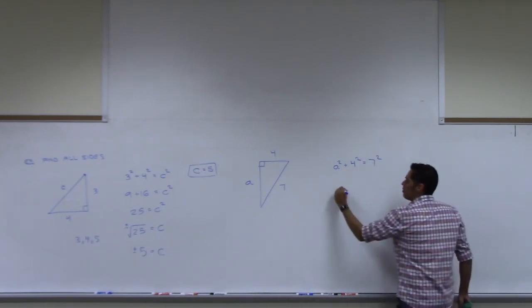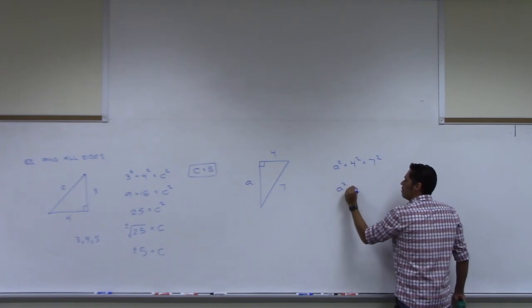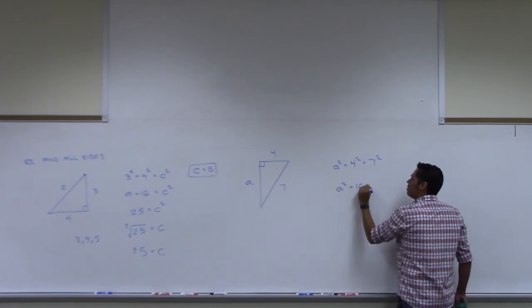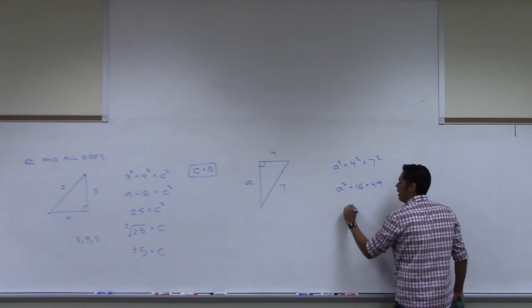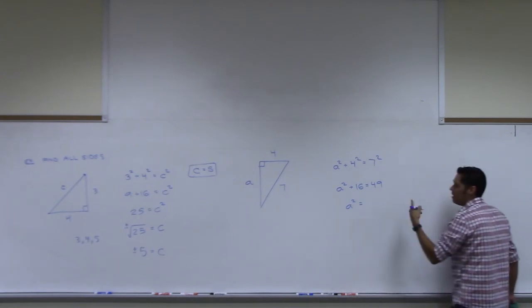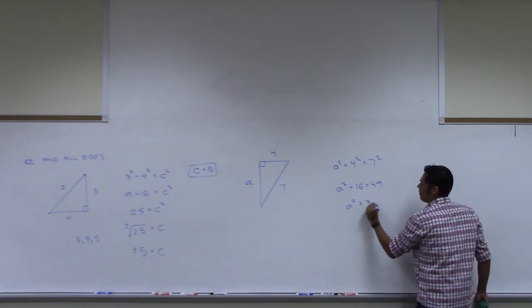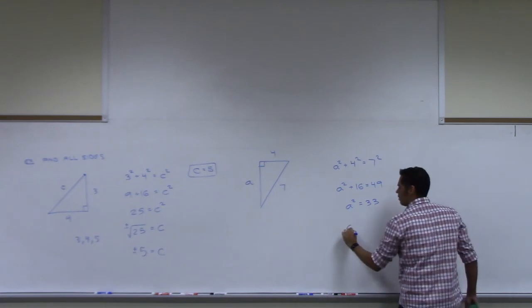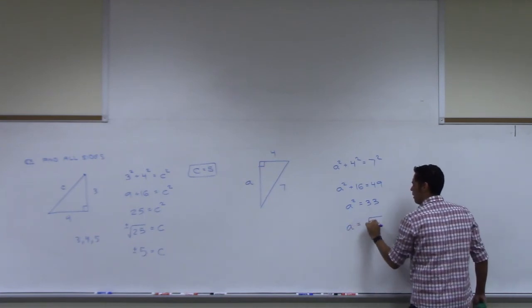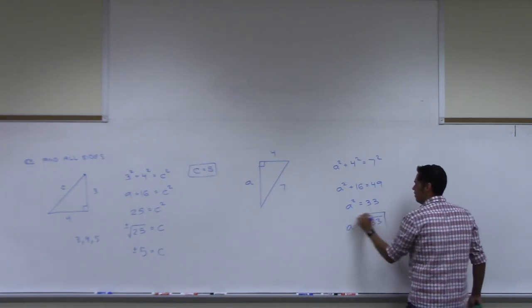And that means A squared plus 16 is 49. And then A squared, subtracting 16, what's that? 33? Root 33. And that's it. We would leave it like this.